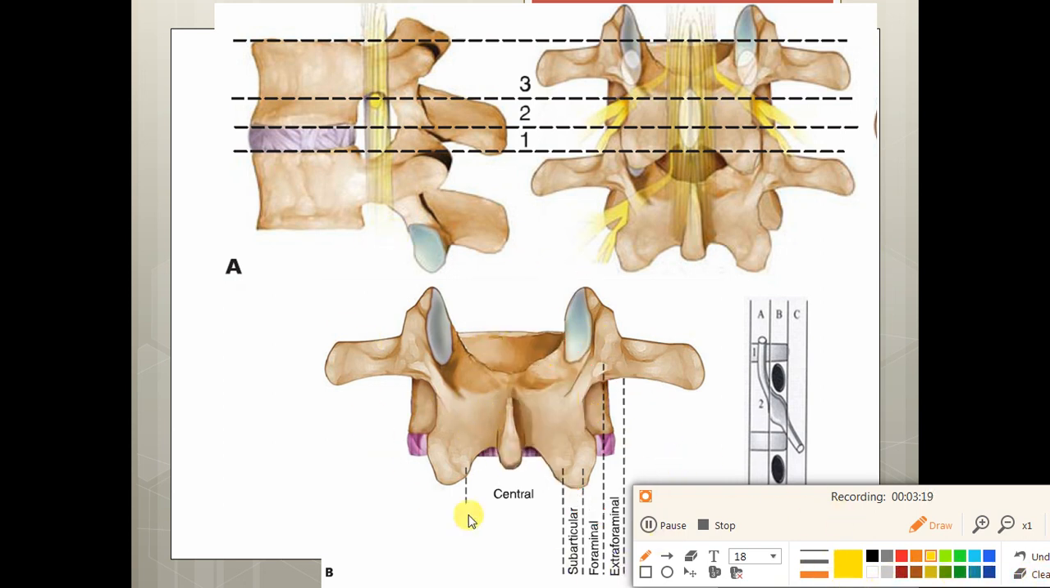The spinal canal is formed of four anatomical areas. From here to there is the central canal, between the two facets. Below the facet is the subarticular area, or lateral recess. So stenosis can occur here, or in the lateral recess, or in the foraminal area below the pedicle.